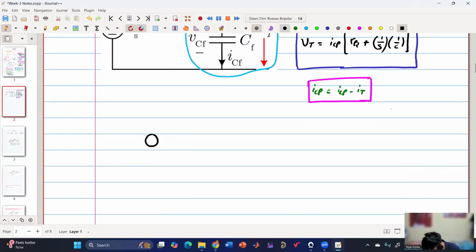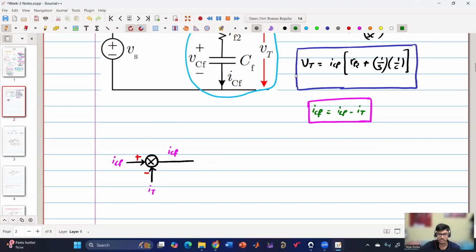I'll use a summer block. So this will be plus and this will be minus, and this will be ILF and this will be IT. So now what is the output of the summer block? ICF. So this is ICF. Now from ICF, how can we get VT? How to implement this?